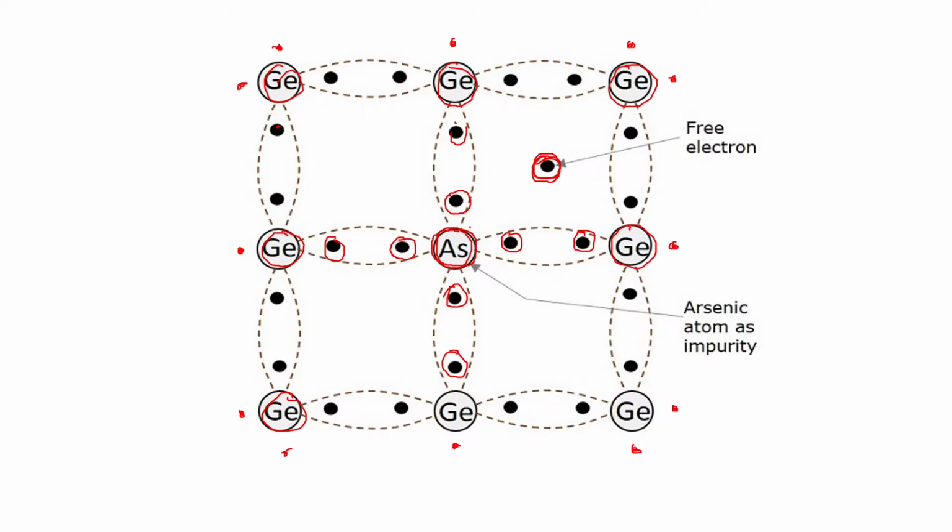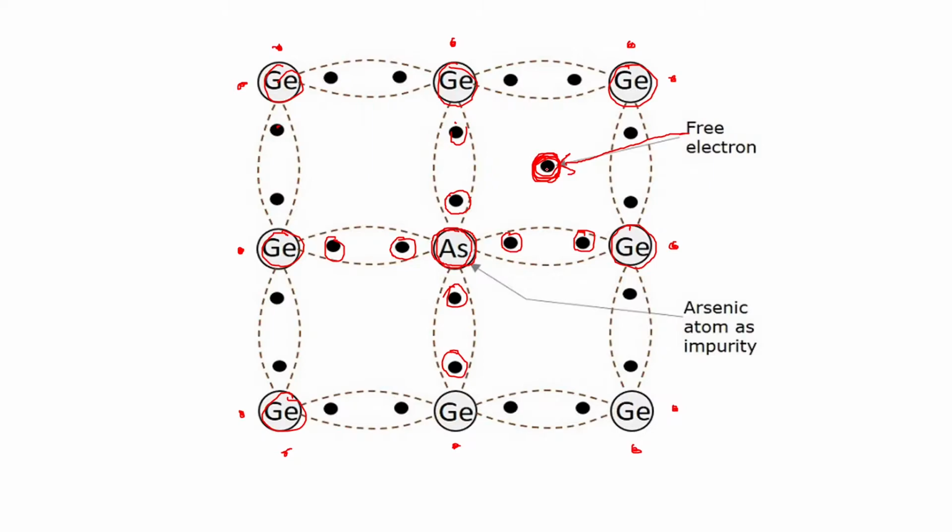Now it has been joined. It had been added with germanium atom. Germanium is having 4 valence electrons. So out of this 5, 4 make a covalent bond and 1 electron becomes free. Now this electron can be used for conduction, for a current to flow.